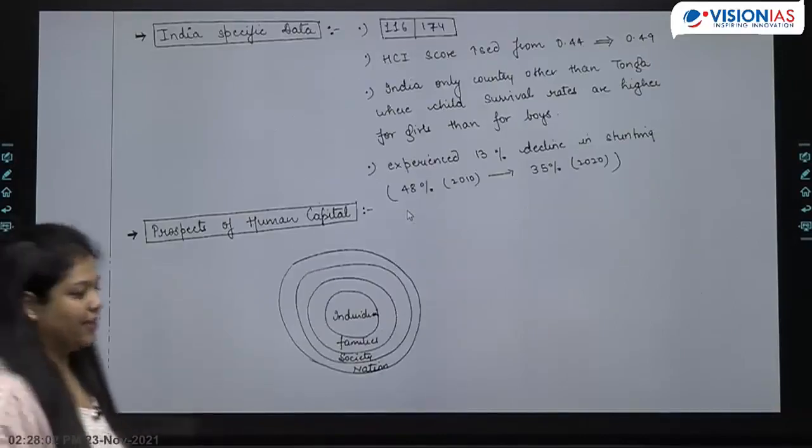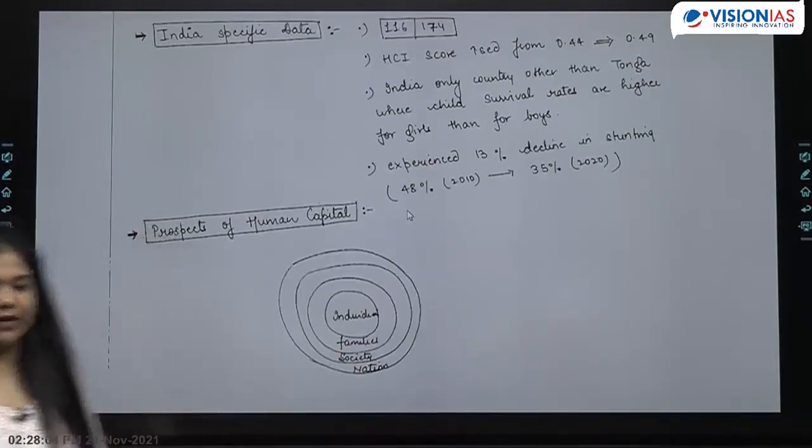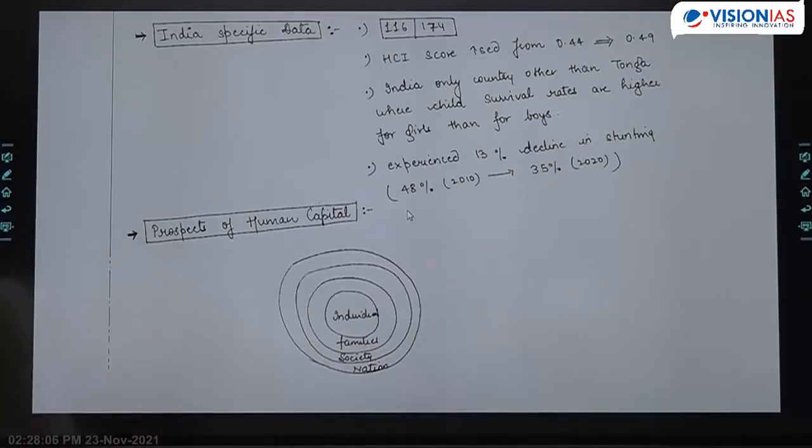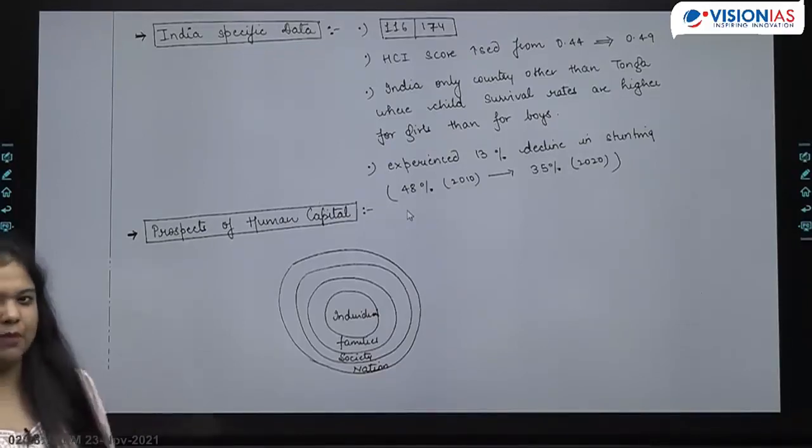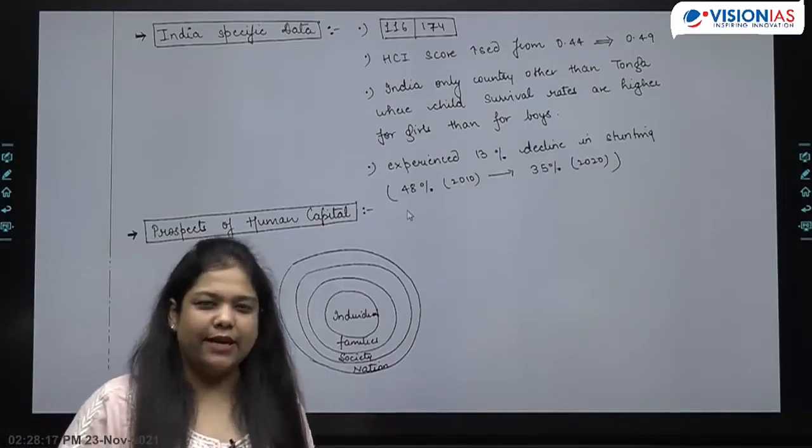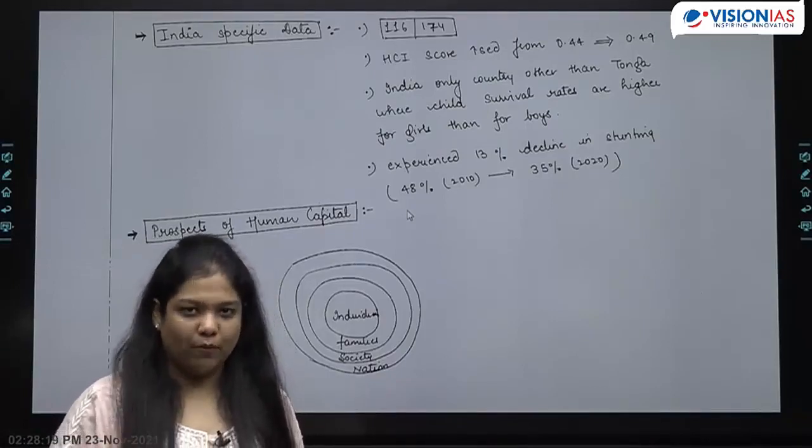India specific data in general. Okay. So again, you can just have a look at the data. The score has increased. Okay. There has been a decline with respect to stunting. We also talked about this yesterday, that only wasting has increased; take stunting, take under-5 mortality, all of that has decreased from earlier.